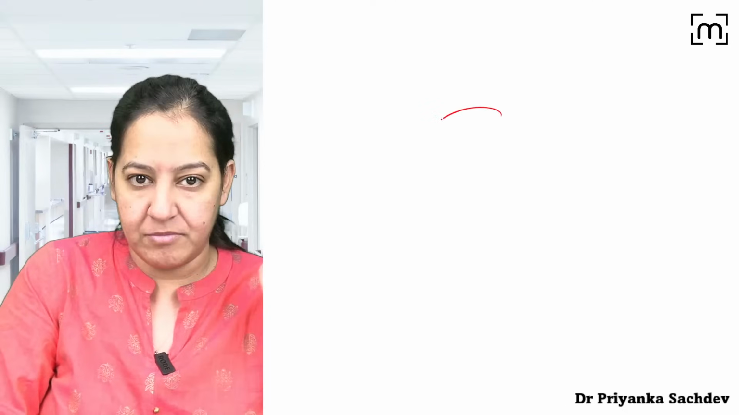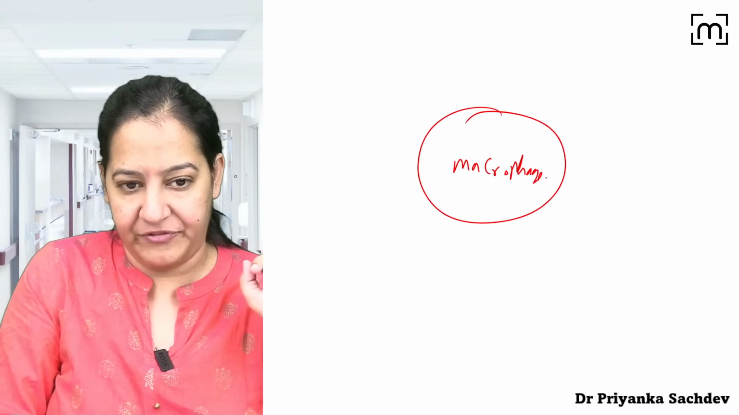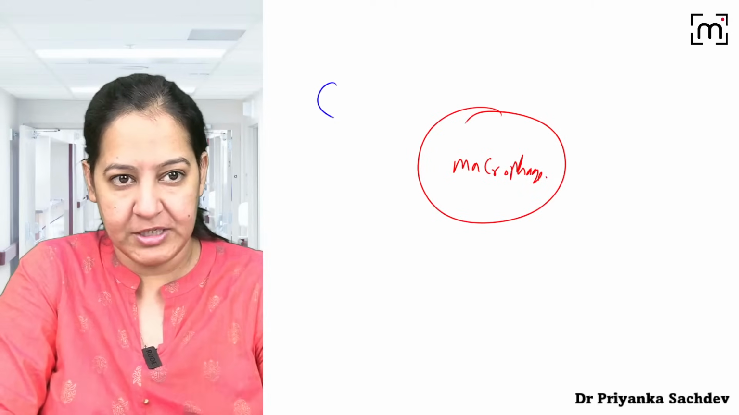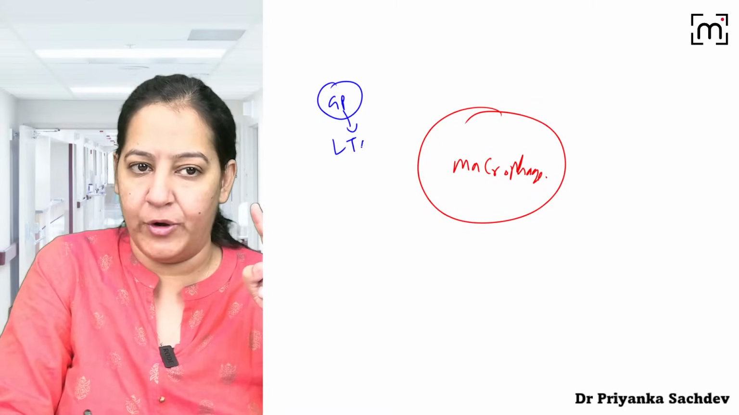So let me draw the macrophage for you. This is the macrophage. This is a gram-positive bacteria. On lysis, it is producing lipoteichoic acid.